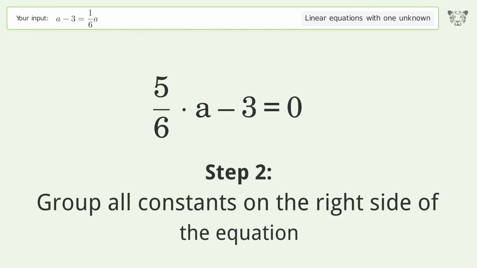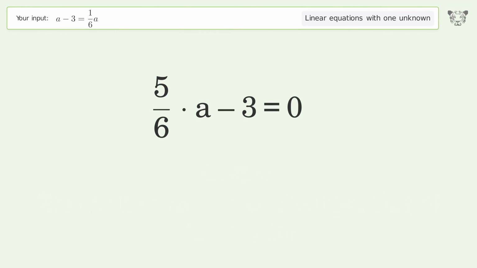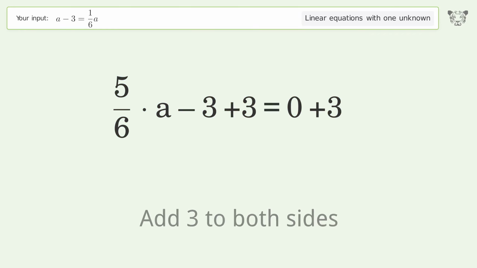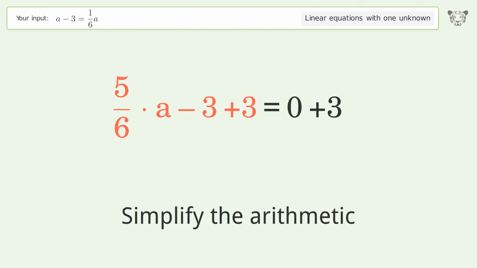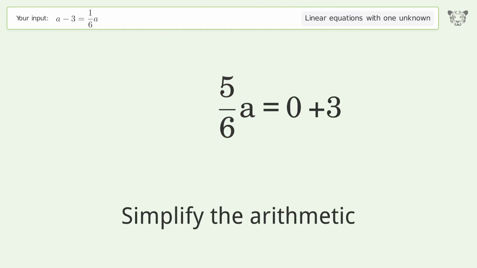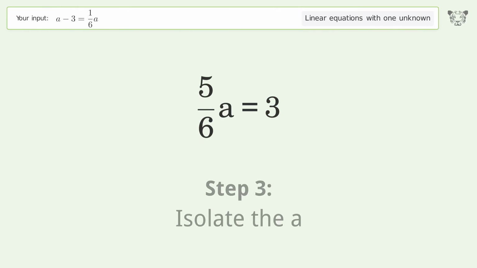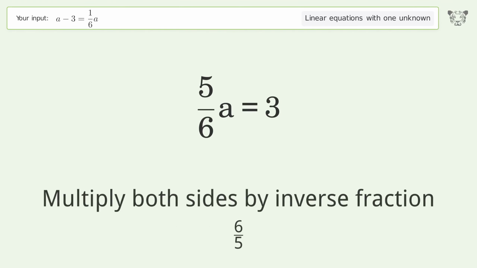Group all constants on the right side of the equation. Add 3 to both sides. Simplify the arithmetic. Isolate the a. Multiply both sides by inverse fraction 6/5.